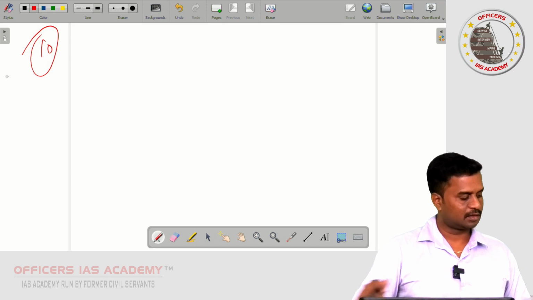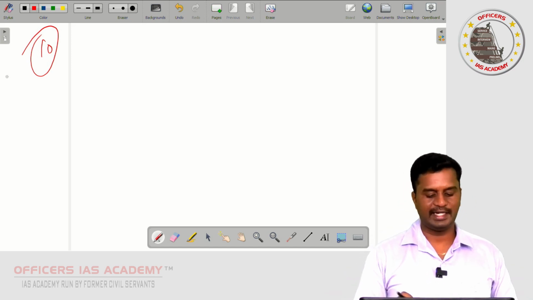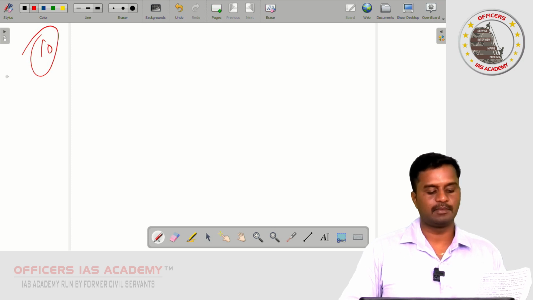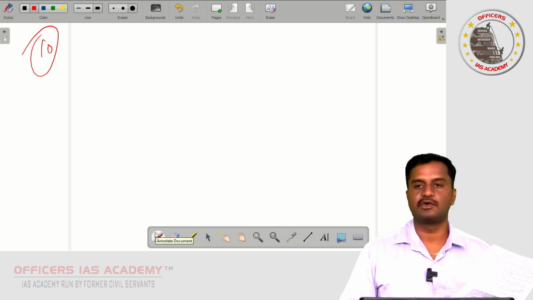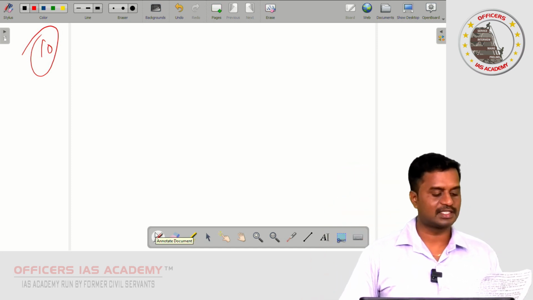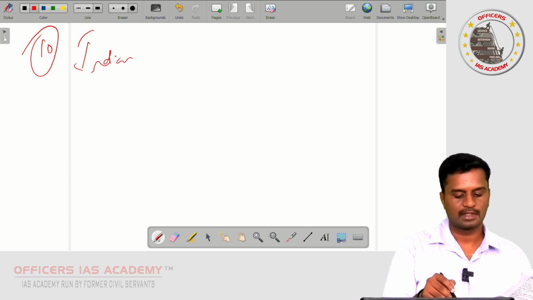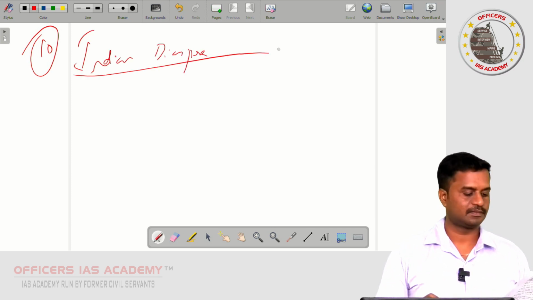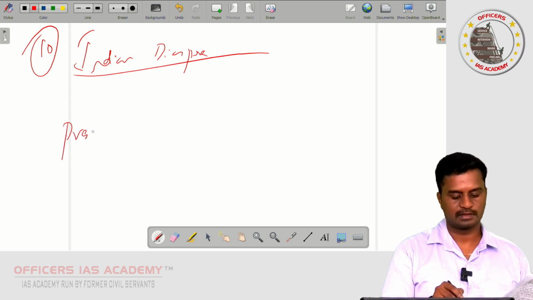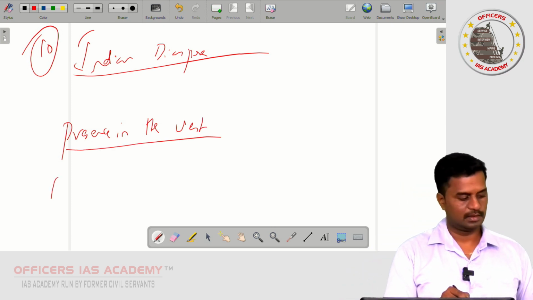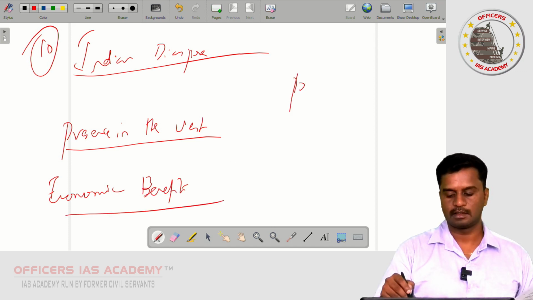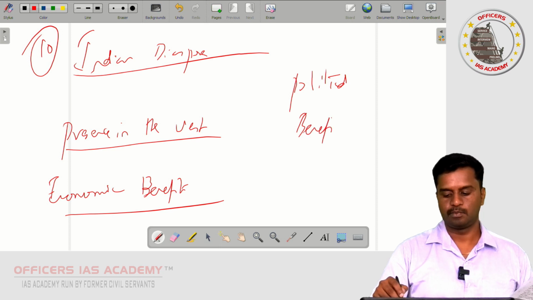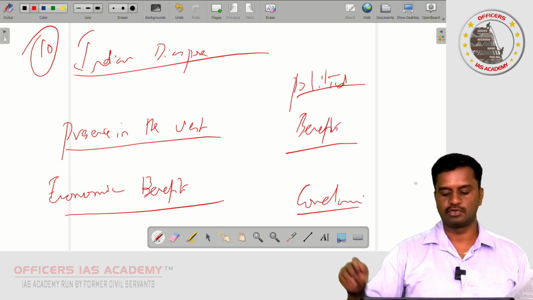Next question, question number 10. Indian diaspora has scaled new heights in the West. Describe its economic and political benefits for India. 10 marks. Now apply the procedure, break the question and structure the answer. Indian diaspora has scaled new heights in the West. So first heading is Indian diaspora. Next, presence in the West. Third, economic benefits. Fourth, political benefits. Last is conclusion.